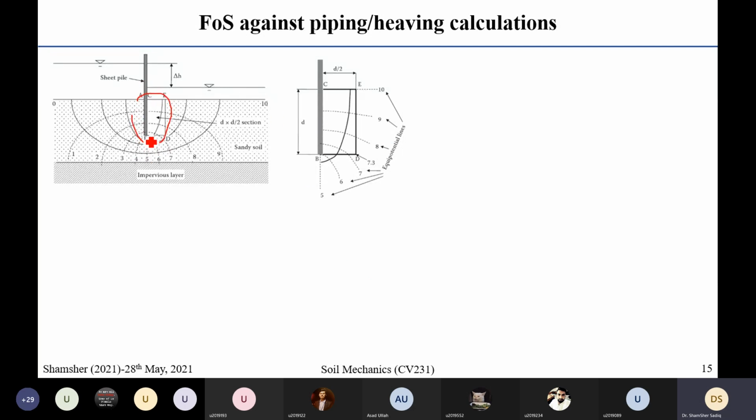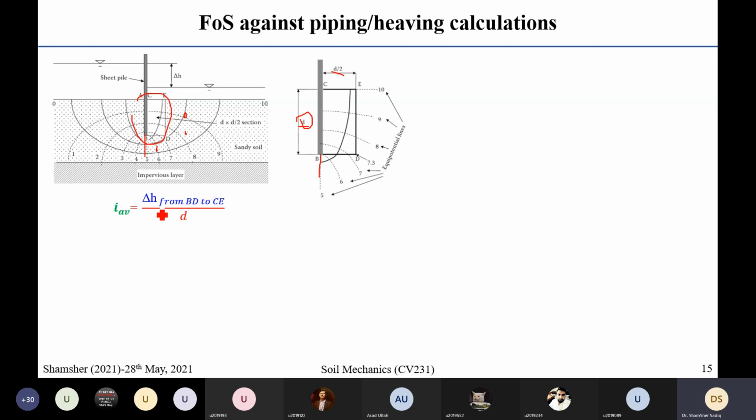You can see that this is the number 5 equipotential line. This is 6, 7, 8, 9, 10. And how I got this D and D by 2 was told by Professor Terzaghi, to look into the stability of this wedge only. So I'm not looking into the flow net and equipotential drop at this location or that location. I have to look only at the B, C, E, D wedge, which has dimensions of small d and d by 2.